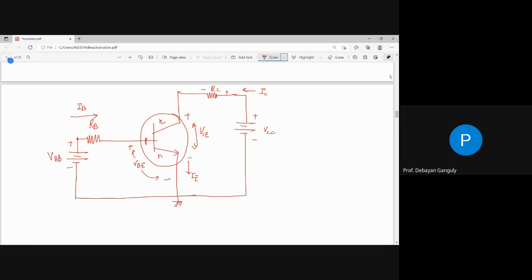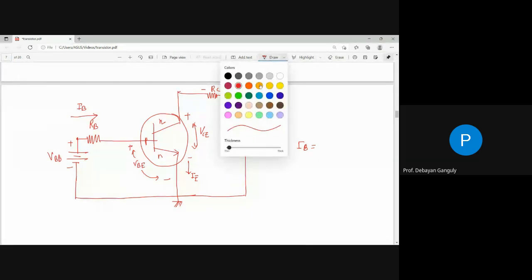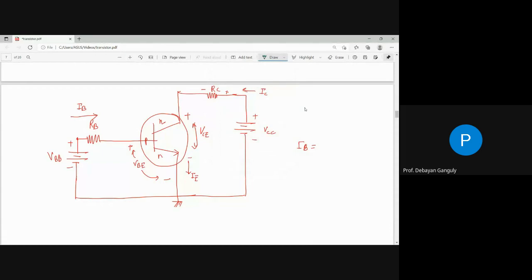So now if we want to find IB, the input current, then if you go through the diagram, the voltage applied is VBB and the drop is VBE. So the remaining voltage, VBB minus VBE, divided by the total resistance RB, will give you the current IB, right?